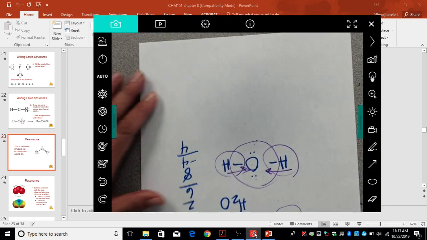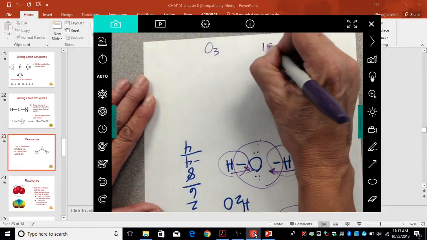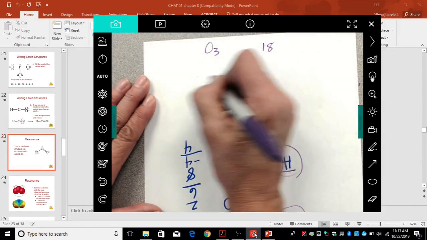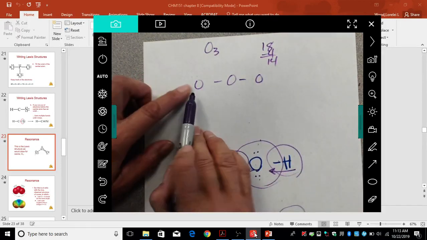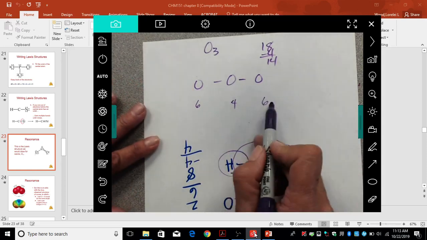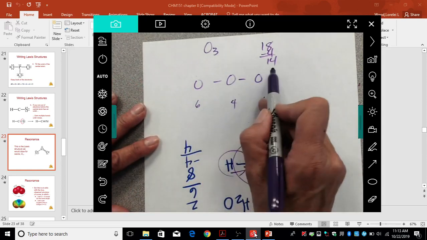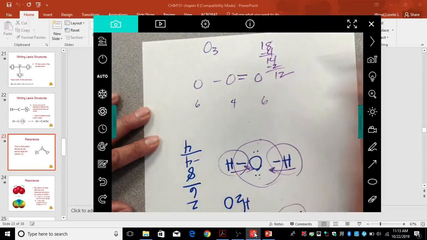Look at O3. Each oxygen has 6. 6 times 3 is 18. Minus 4 leaves me 14. So 6 more I need here, right? I need 4 more there. I need 6 more there. So 6, 12, 13, 14, 15, 16. I only have 14, so I'm going to double bond. Minus 2 gives me 12.